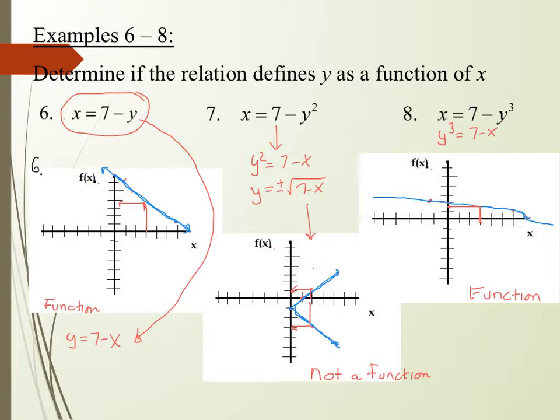For number 8, we have a cubic. We solve for y, and we get y cubed equals 7 minus x. But we can take the cube root of everything, and we get this function that starts to look like a snake around 7. It hits the x-intercept right when x is equal to 7. And in this case, for each value of x, there's only one value of y, so in case number 8, we have a function.